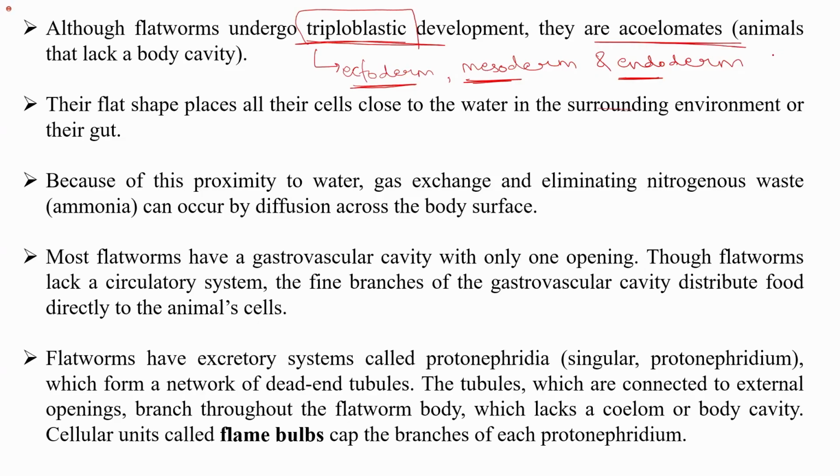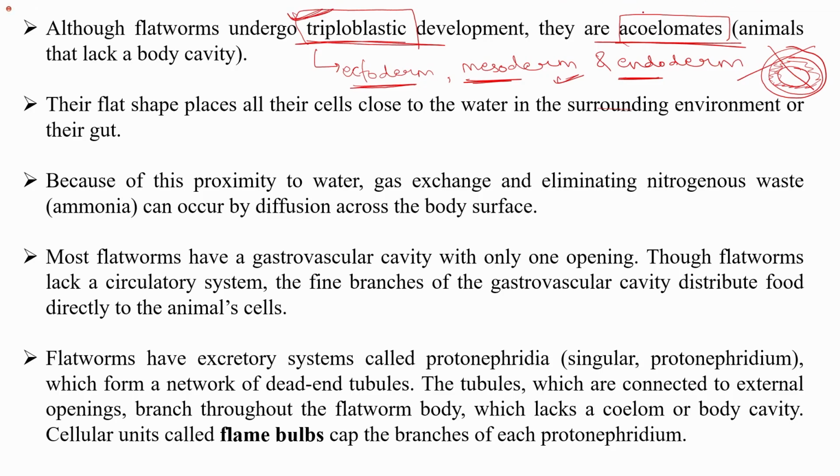So we know that in coelomates, the body cavity is formed by the mesoderm, right? So this is ectoderm, this is endoderm, and this is mesoderm. The body cavity is formed by the mesoderm. But in these organisms, they lack the body cavity. These organisms do not have this body cavity despite having mesoderm. So it might sound confusing to some, but we need to remember that these organisms are triploblastic, that is, they have mesoderm, but they are acoelomate.